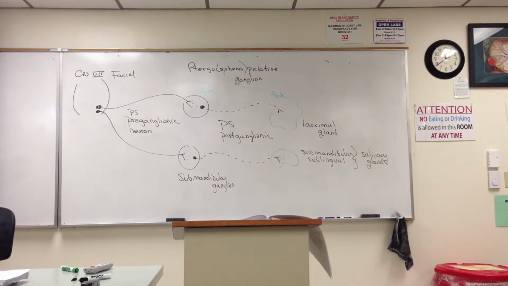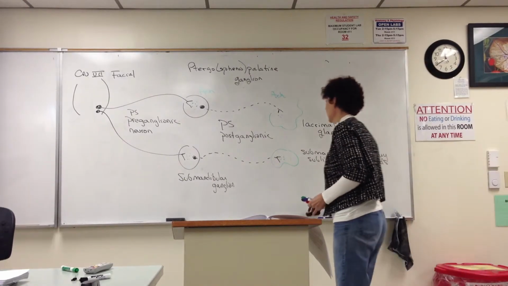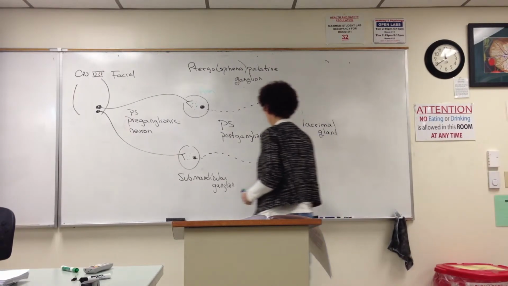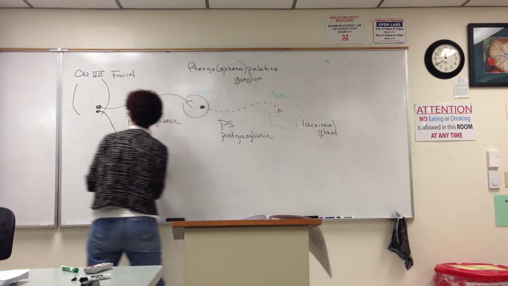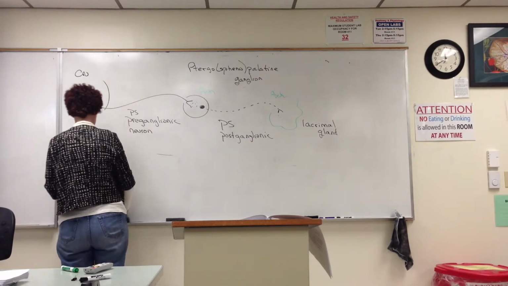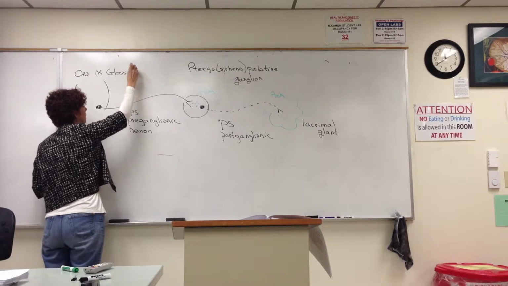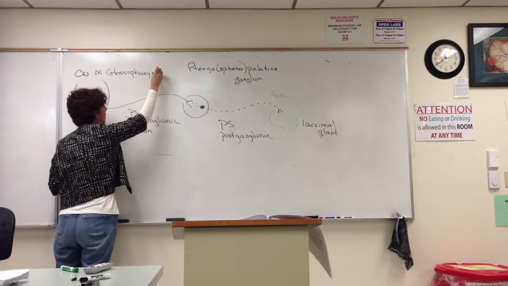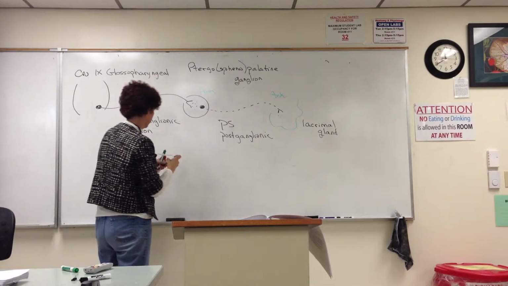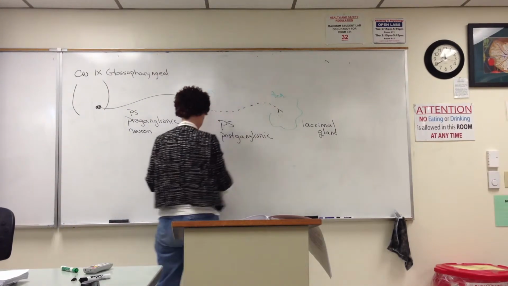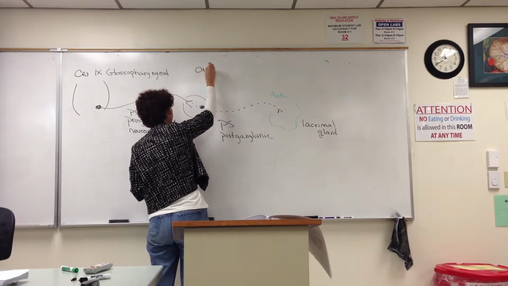And 9 is the glossopharyngeal nerve, and its ganglion is called the otic ganglion for the parotid gland. Otic meaning ear again. And we'll just change the name. All the diagrams will remain the same.